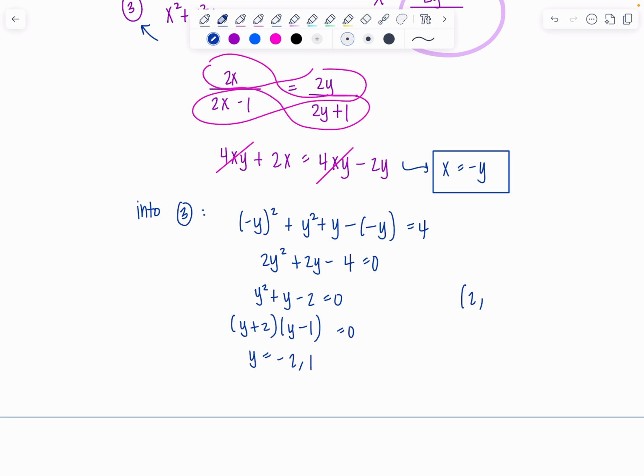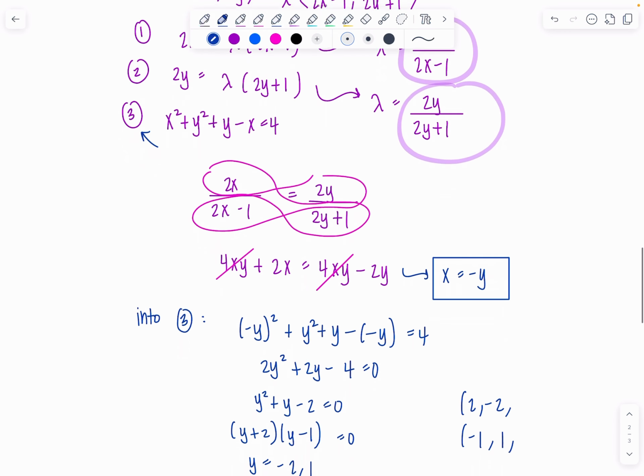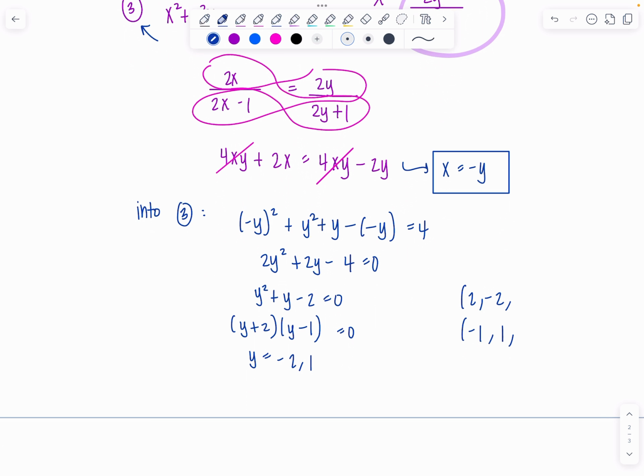Okay, so let's see, x is negative y. So x could be positive 2, y would be negative 2, or x is negative 1 and y is positive 1. And then we got to figure out what z is. So where do we go get z from? I would say go to the plane equation and get it, right? Okay. So if x and y are negative 1 and 1 respectively, z will be 1. And then if they're 2 and negative 2, z will be negative 2. So we have two answers.